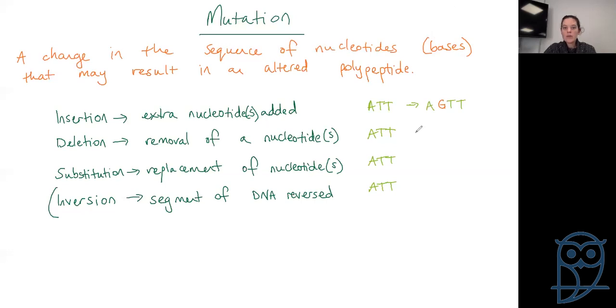GTT. For a deletion, we're going to remove one. So for example, we could just have TT, the A's gone. For substitution, we're just going to swap one out. So let's say AT, then instead of having a T, we have an A. And then for the last one, for an inversion, okay, we're going to reverse it. So instead of being ATT, we become TTA. And they would all be in orange because they're all being affected.